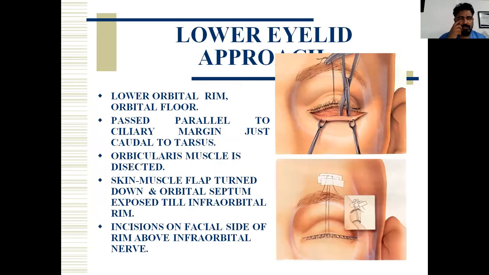Then the lower eyelid approach. See here you can see some of the wrinkles, and you can palpate the lower border also. So for the lower orbital rim and orbital floor, the incision is passed parallel to the ciliary margin, just caudal to the tarsus. The orbicularis muscle is dissected. Then the skin-muscle flap is turned down, and the orbital septum is opened to expose the infraorbital rim. An incision on the facial side of the rim, above the infraorbital nerve, is given, and then sutured back.